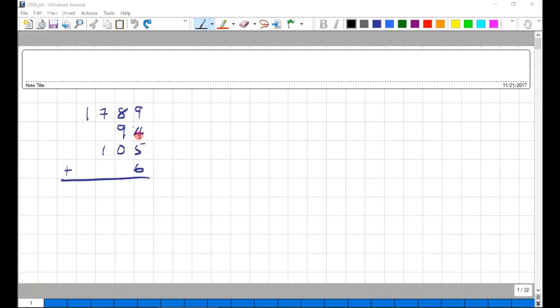6 and the 4 would be what? 10. 10 and the 9 would be what? 19. 19 and the 5 would give us what? 24. Okay, so I'm going to write what? 4, and carry what? The 2. Okay, so the 2 and the 8 would be what? 10. 10 and the 9, 19. So I'm going to write 9 and carry 1.